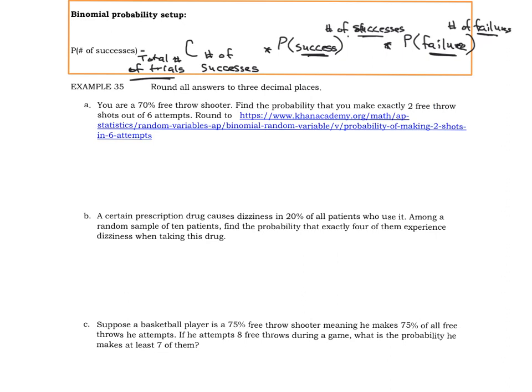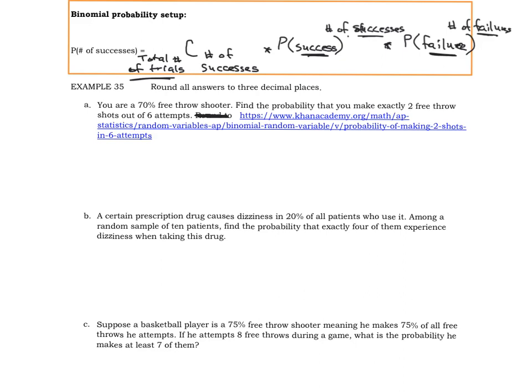You are a 70% free throw shooter. Find the probability that you make exactly 2 free throw shots out of 6 attempts. And it looks like I got rid of what we're supposed to round to. We're going to round all our answers to 3 decimal places.